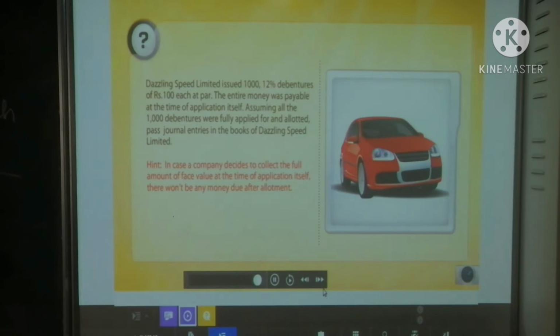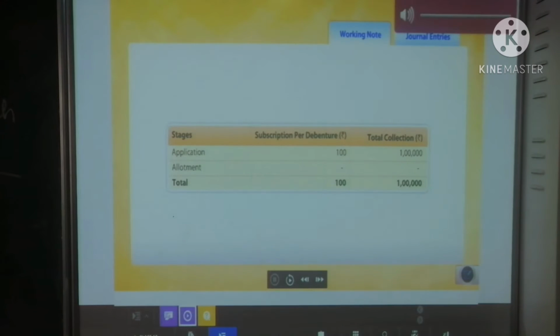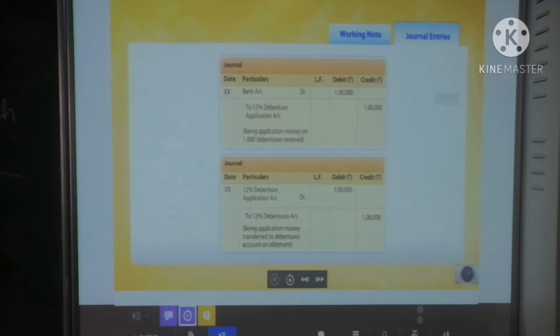Click Solution to view the answer. Since the company had collected all the money during application itself, there will only be 2 journal entries in the books.